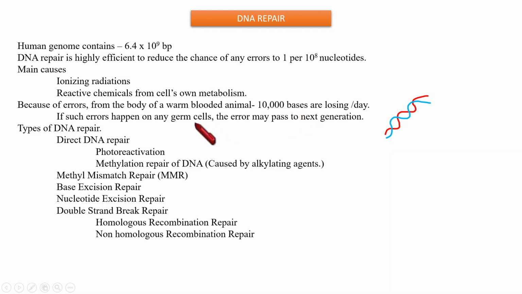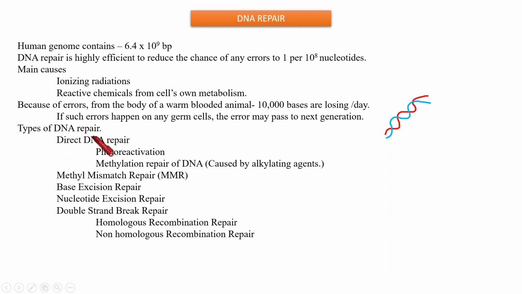Okay, then the situation becomes more serious if those errors happen to germ cells. If it happens to a germ cell, then that error may transfer to the next generation. It's fatal. So, it's very important to understand DNA repair, and it is very important to have a proper DNA repair system inside each and every cell.